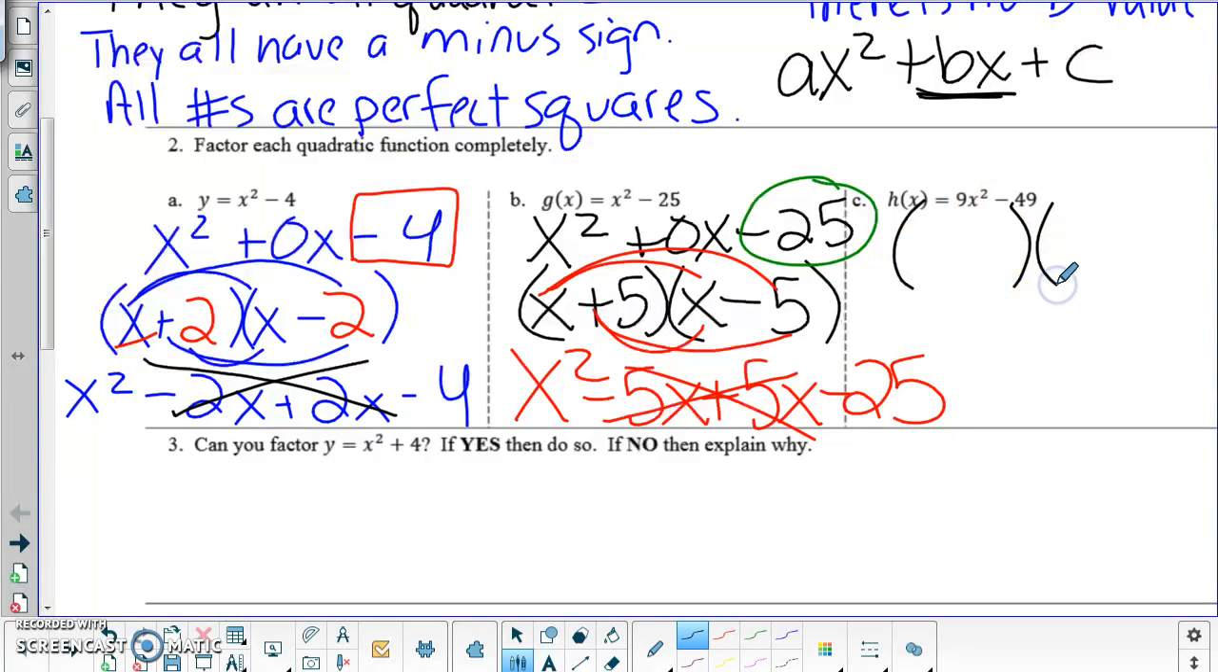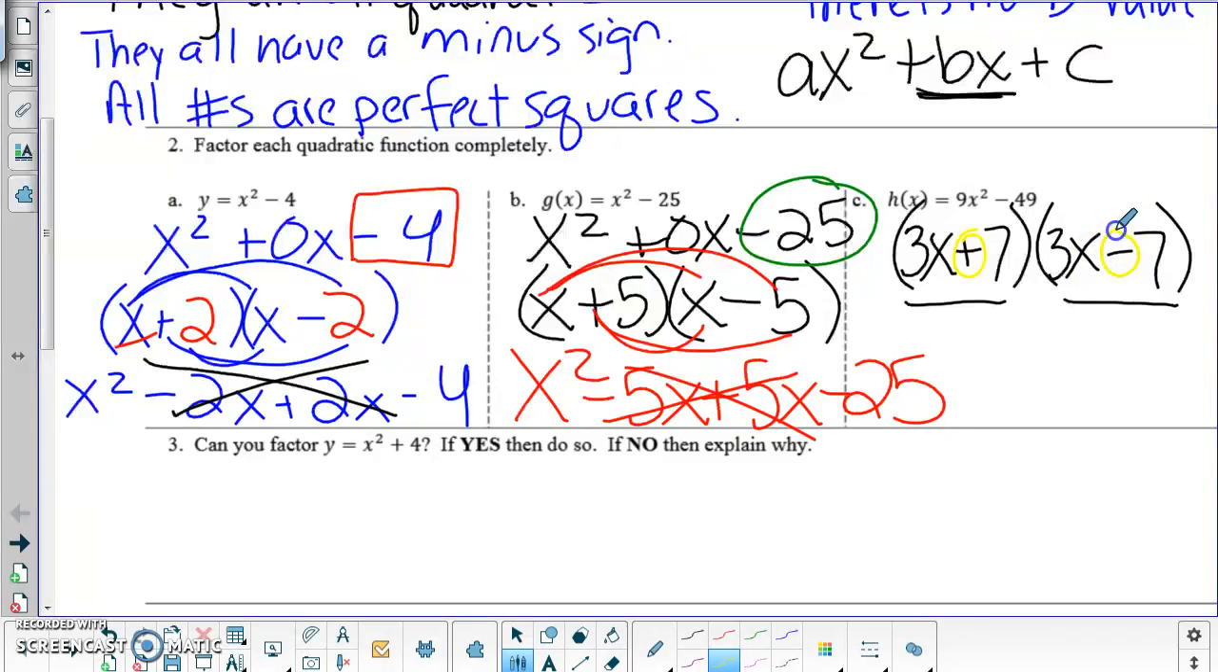So this is a difference of two squares. 9x squared is a square number. The square root of 9x squared is 3x. 3x times 3x will make 9x squared. The signs always have to be one plus, one minus. Now the square root of 49 is 7. So both have to be exactly the same factors, except one is a plus sign and one is a minus sign. That's important because I want the inners and the outers to cancel.